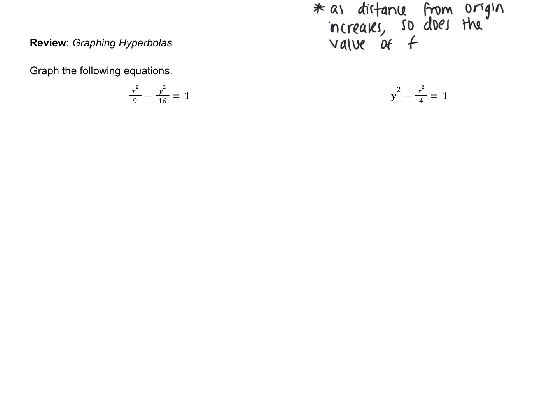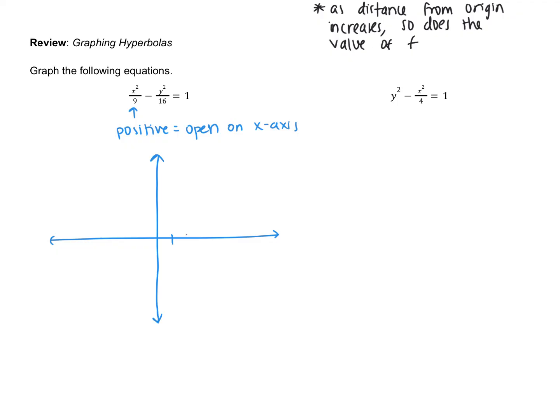Okay, so we're going to do 2 real quick. This first one, few pieces of information. Whichever direction is the positive direction tells us which way we open. So this is going to open on the x-axis. Okay, so if we start with that. Square root of 9 is 3, so we're going to have to go 3 in both directions.